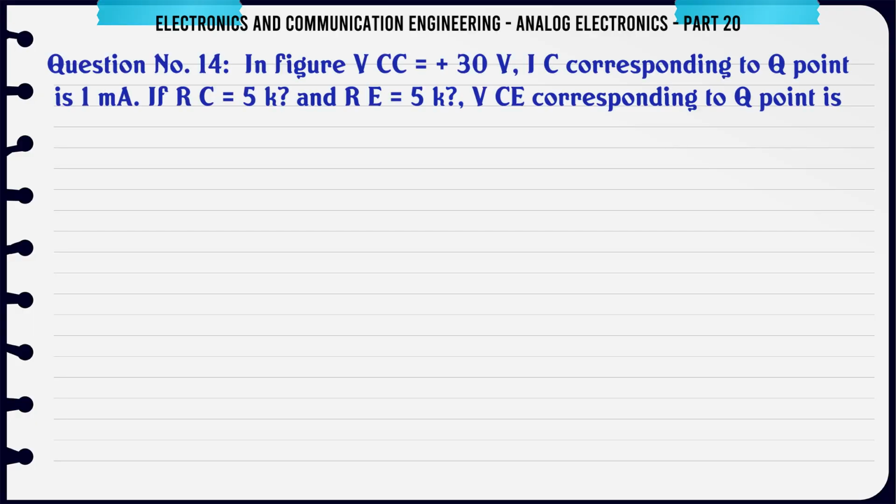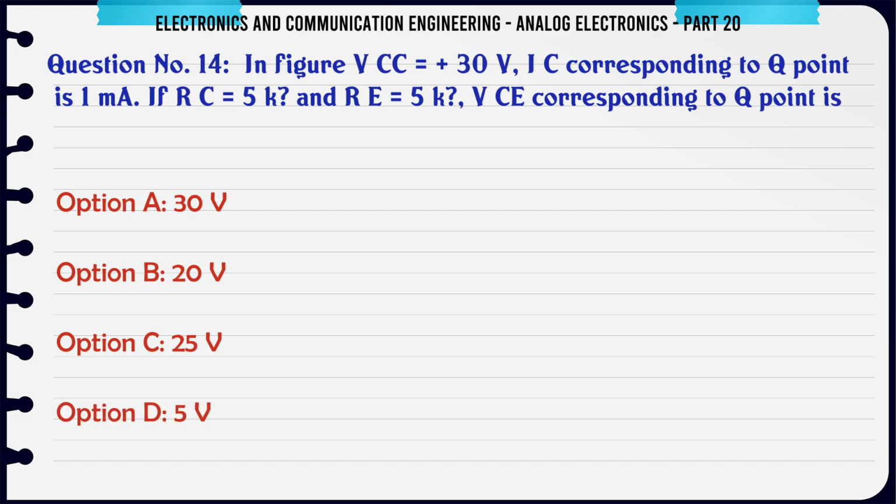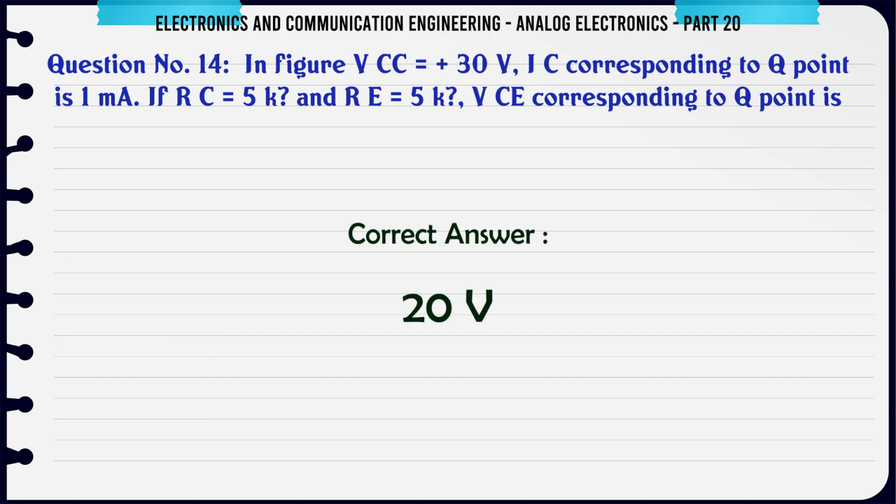In figure VCC is 30 V, IC corresponding to Q point is 1 mA. If RC is 5K and RE is 5K, VCE corresponding to Q point is A. 30 V. B. 20 V. C. 25 V. D. 5 V. The correct answer is 20 V.